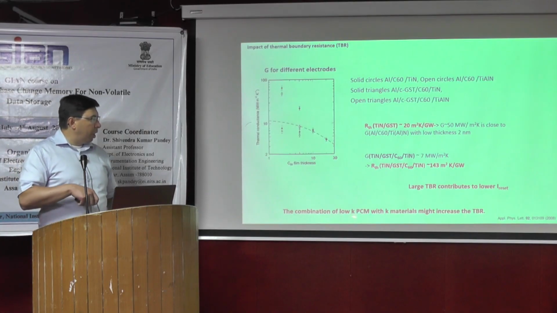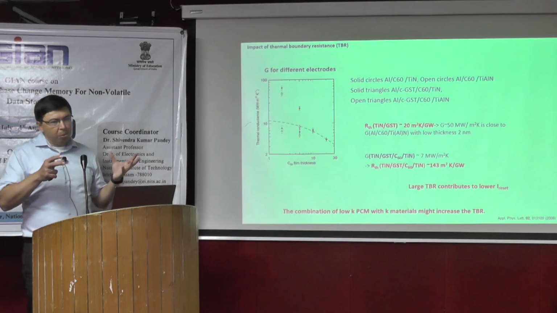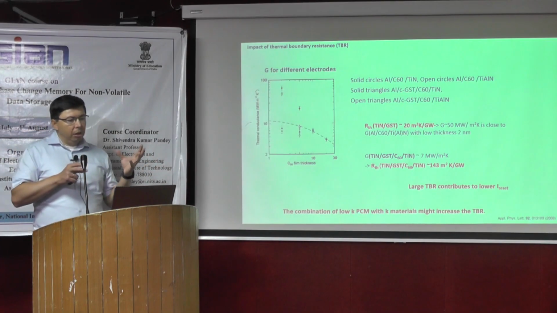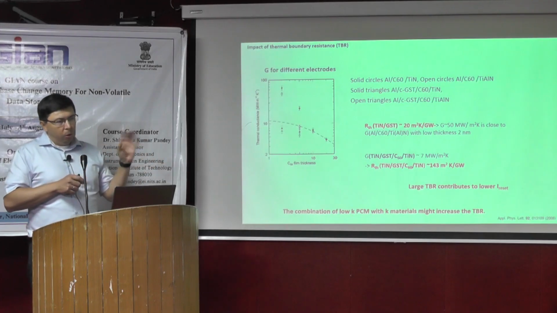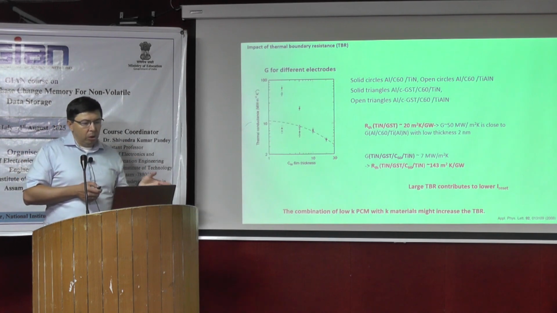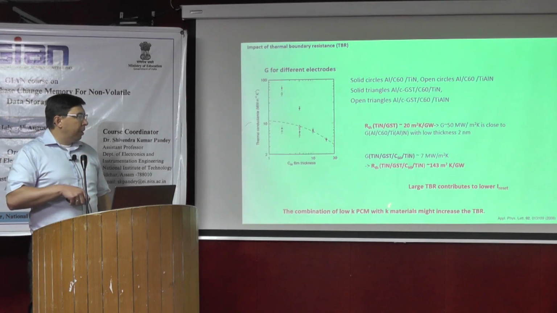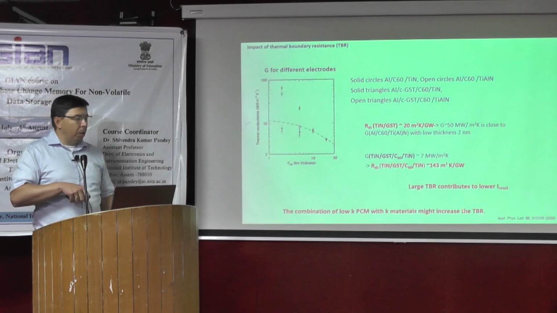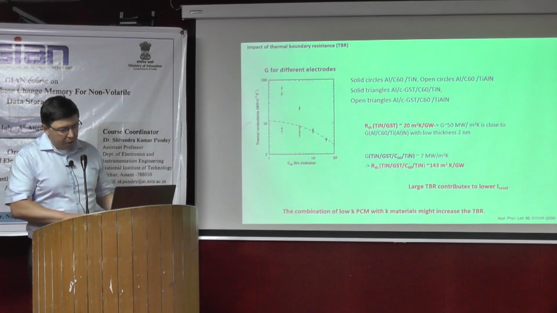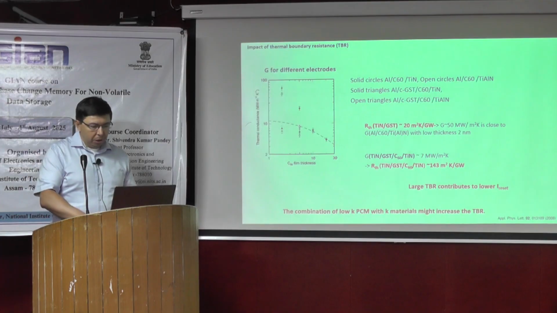So the combination of low K PCM and low K materials might also increase this TBR, and as we also have seen for composite materials, this is not only the effect of nucleation of the new phase or oxide phase, but also oxides have low K than PCM, and they can effectively increase the thermal boundary resistance and decrease the reset currents. So this is one way how you can improve your material or device on the material side.